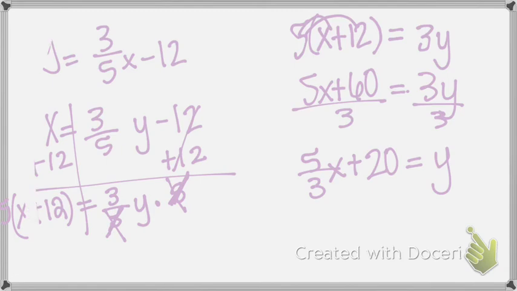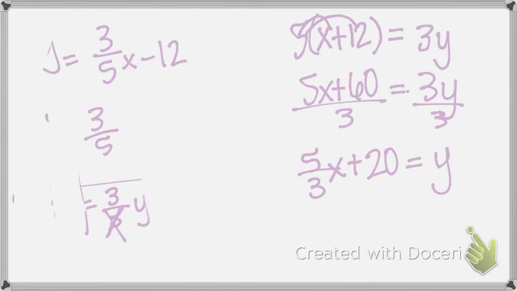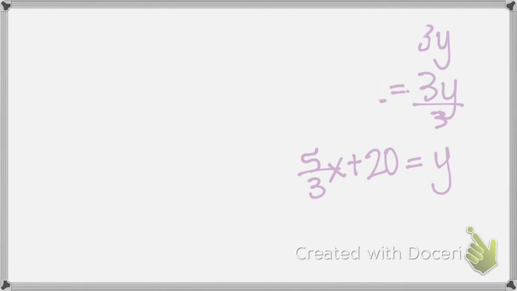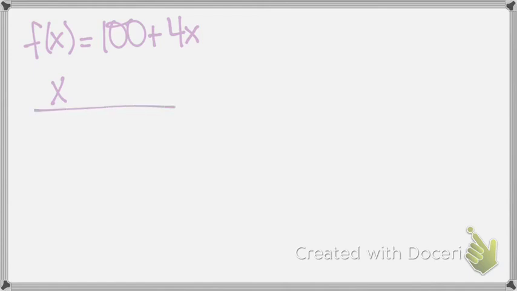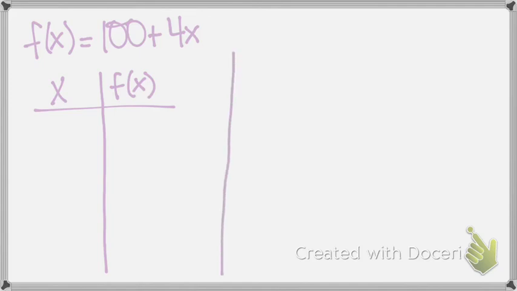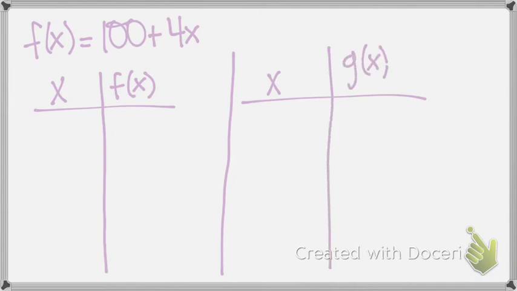All right, now let's go back to number 19 and be sure you pay close attention because I'm going to change the directions up just a little bit. We are given f of x equals 100 plus 4x, and we are given 2 charts. Remember, f of x equals y. G of x also equals y.